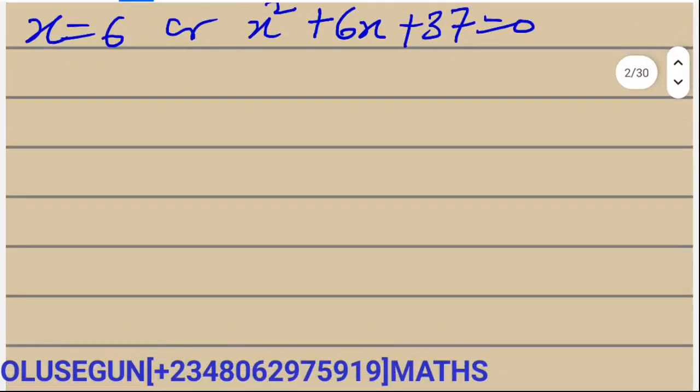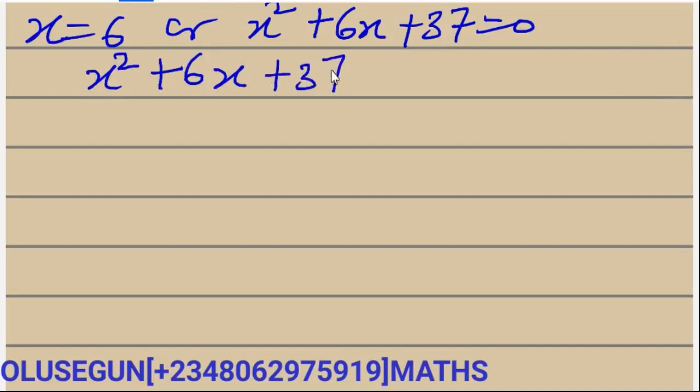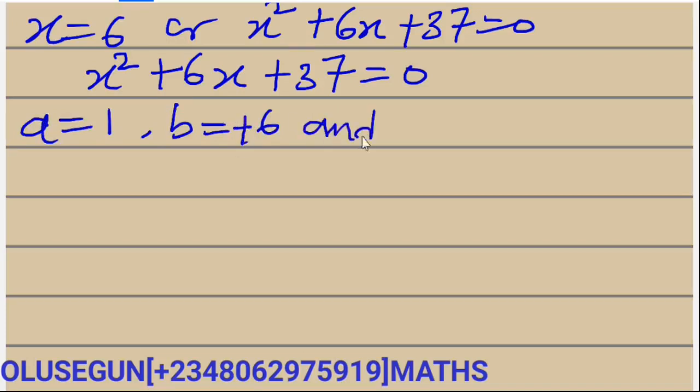This is a pure quadratic equation: x squared plus 6x plus 37 is equal to 0. So let's try to bring it out. a is equal to 1, b is equal to 6, and c is equal to 37.